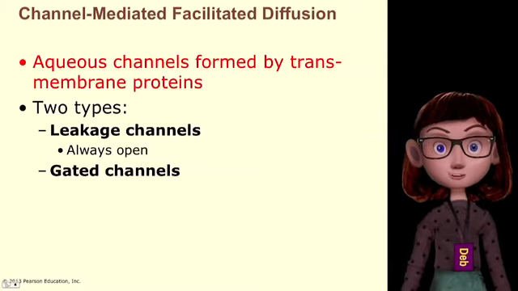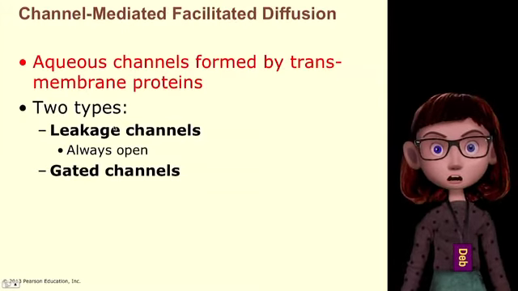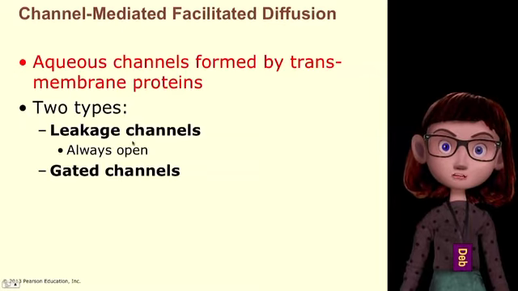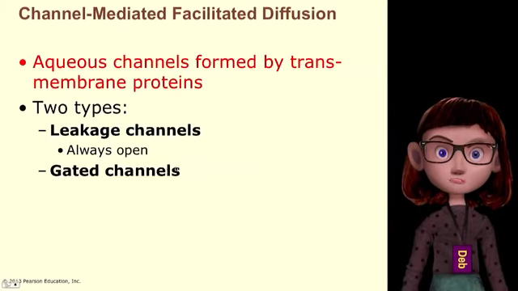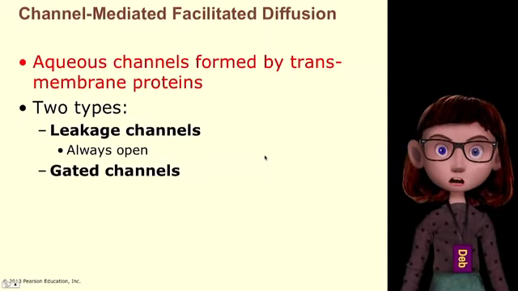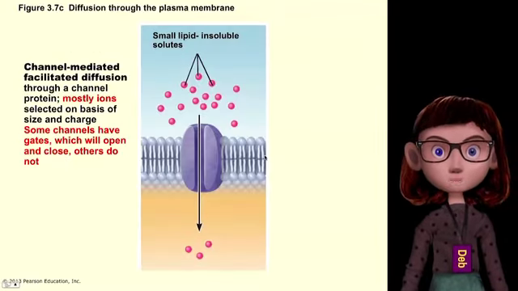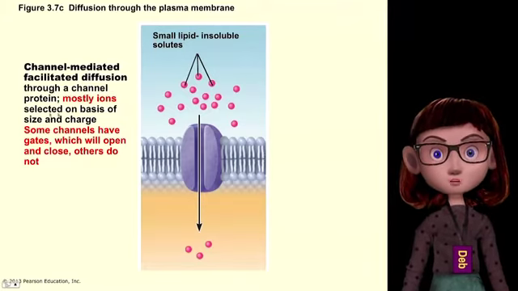Channel-mediated facilitated diffusion. A channel is just what it sounds like. It's a little passageway. There are actually aqueous or watery channels that are formed by transmembrane proteins. There's two major types of channels. There's leakage channels that are always open, and then there are gated channels. And these have a gate. When the gate's open, ions can freely pass through. When the gate is closed, they cannot go through. This figure is showing channel-mediated facilitated diffusion through a channel protein.